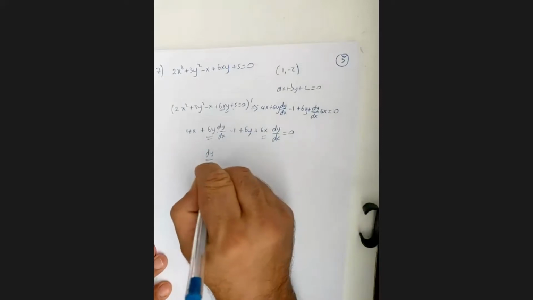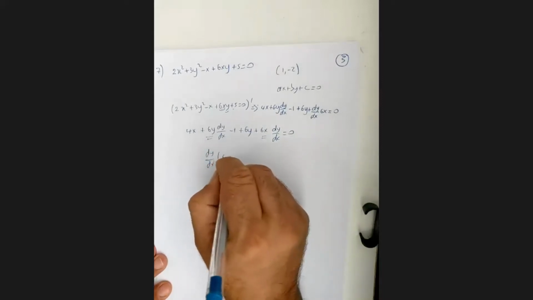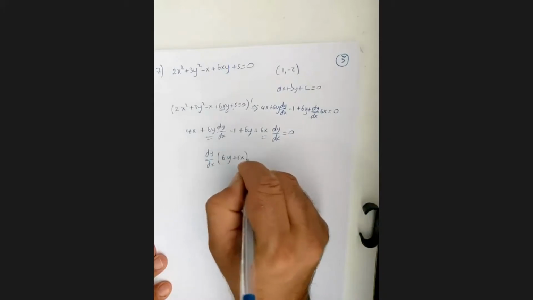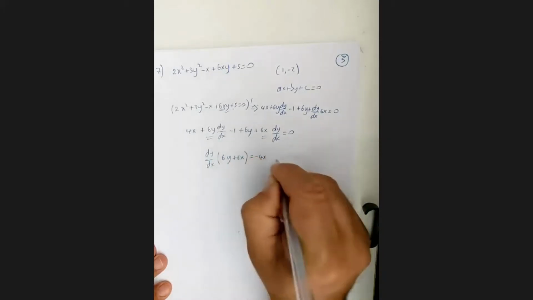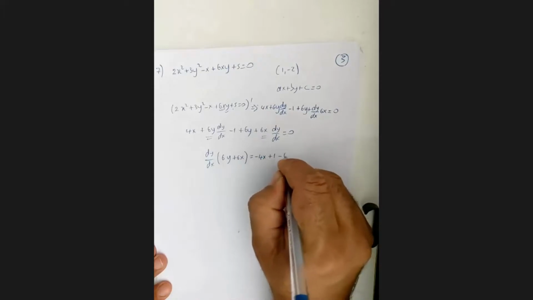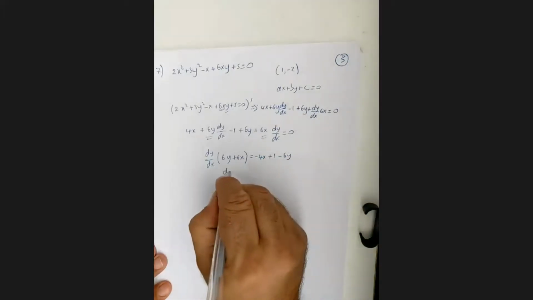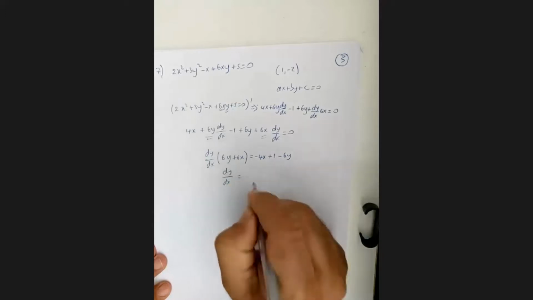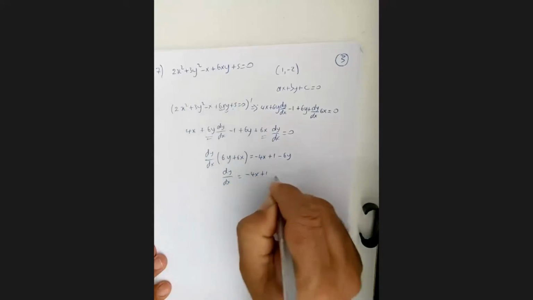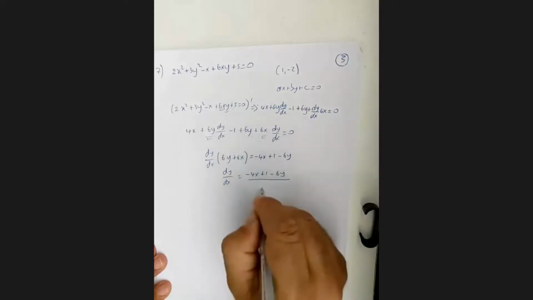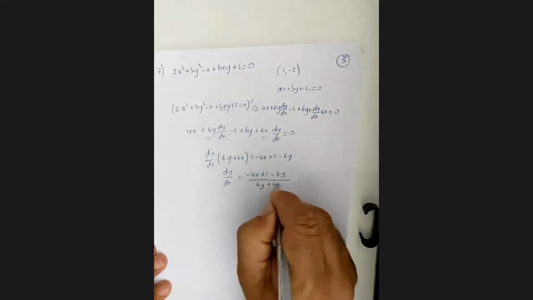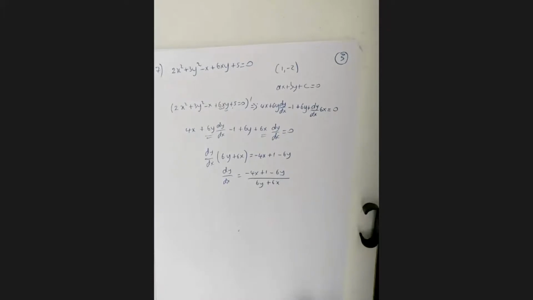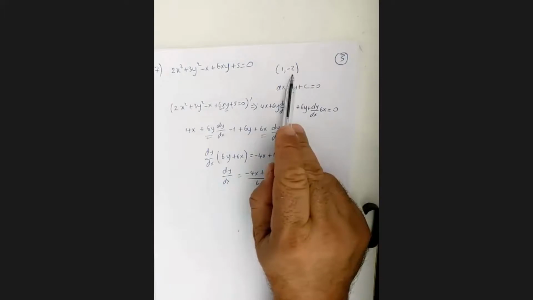dy over dx in the bracket 6y plus 6x is equal to minus 4x plus 1 minus 6y. And dy over dx is equal to minus 4x plus 1 minus 6y over 6y plus 6x. We have to find the gradient of the tangent at point (1, minus 2). Here x is 1, y is negative 2.